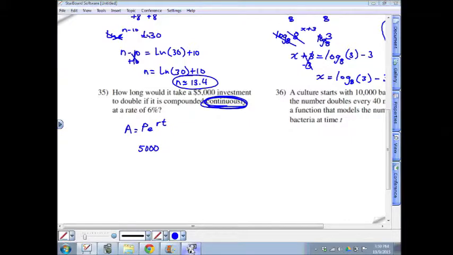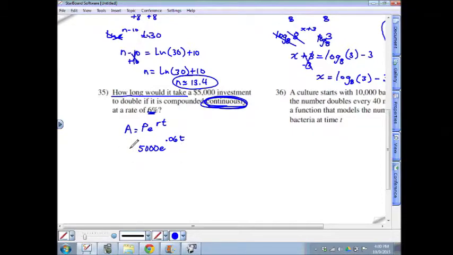Now, we know the 5,000 is the initial investment. The interest rate right here is 6%. Remember, you got to change that into a decimal. Now, the actual question of this question is how long would it take? How long would it take is a measurement of time. So we leave t as a variable since we don't know.